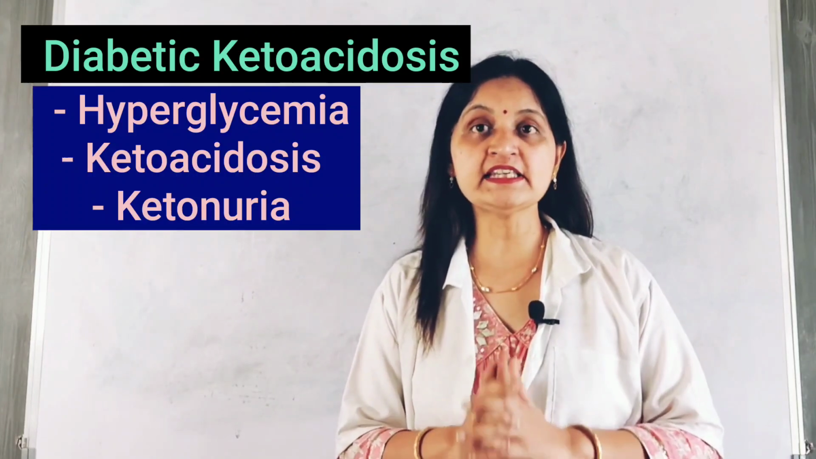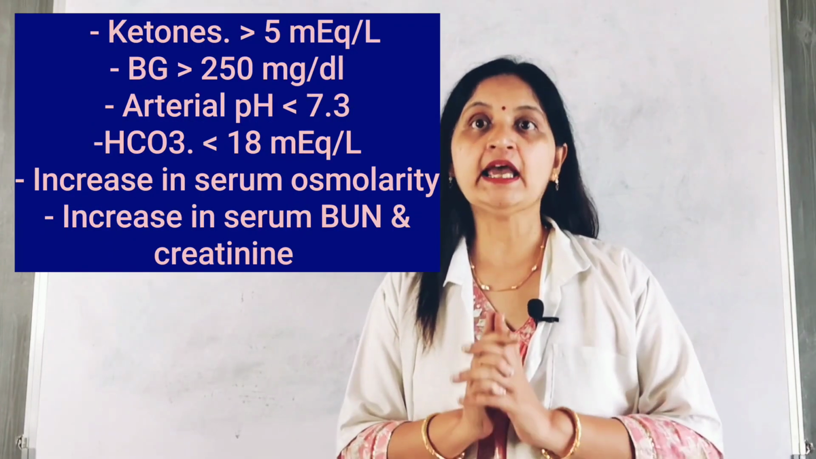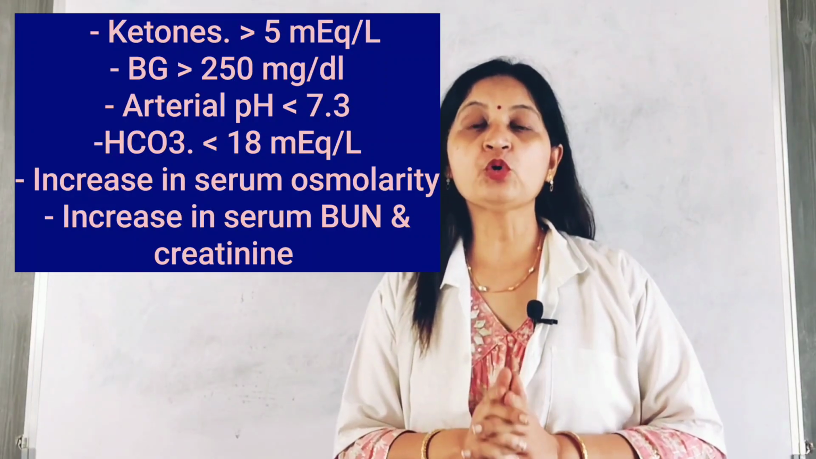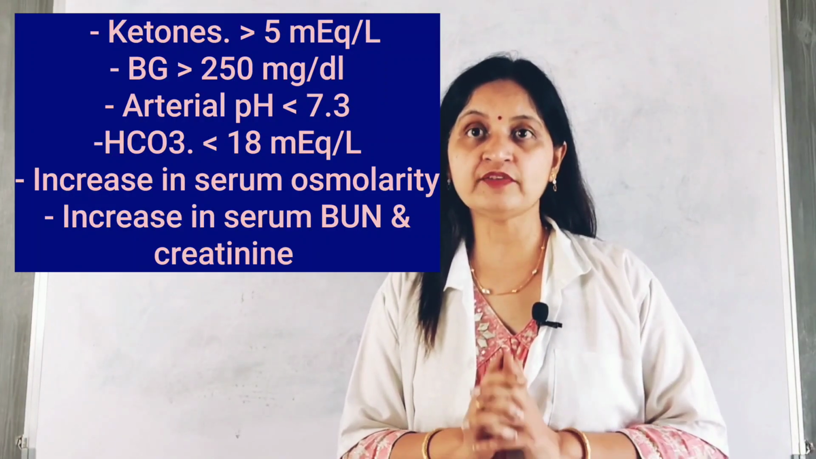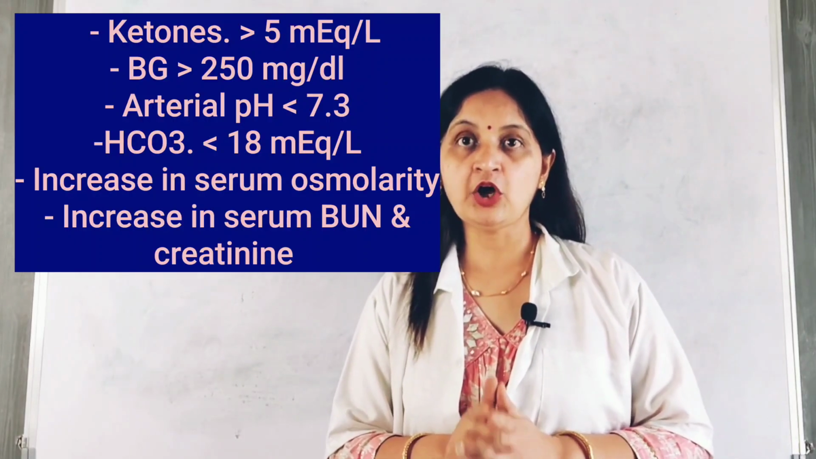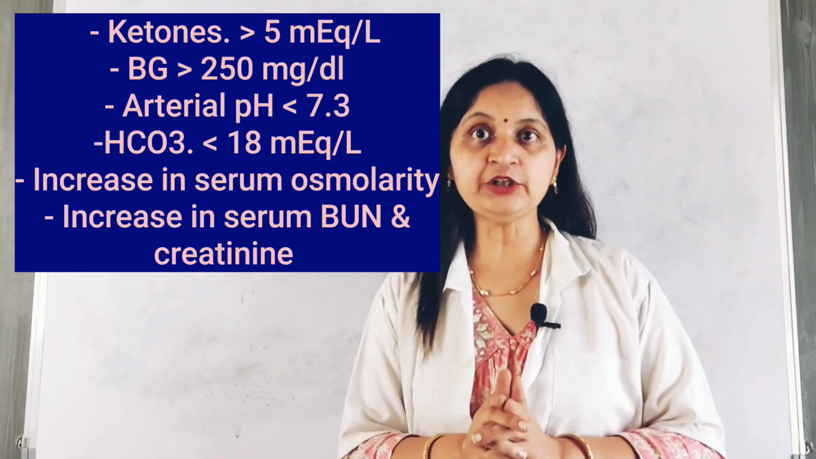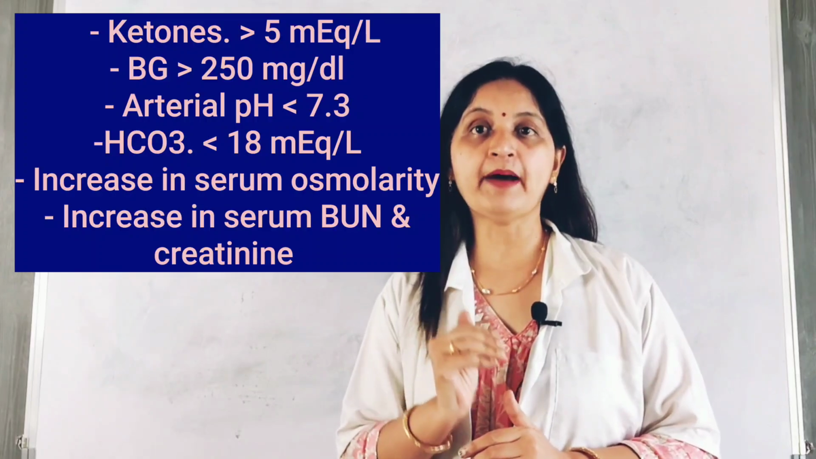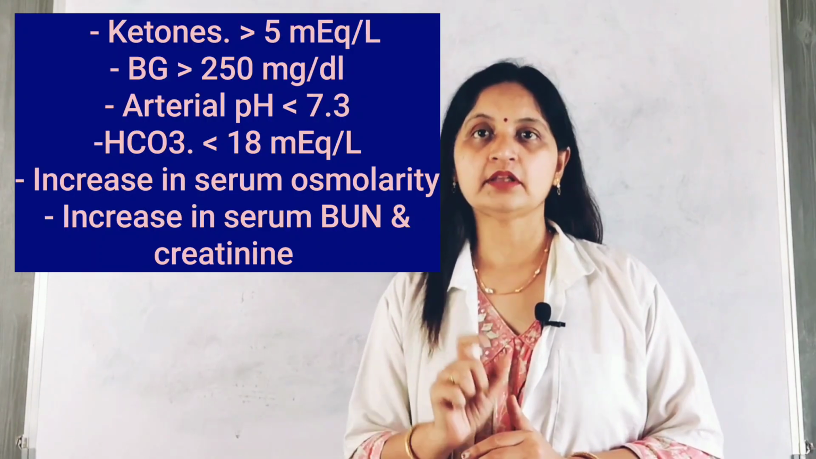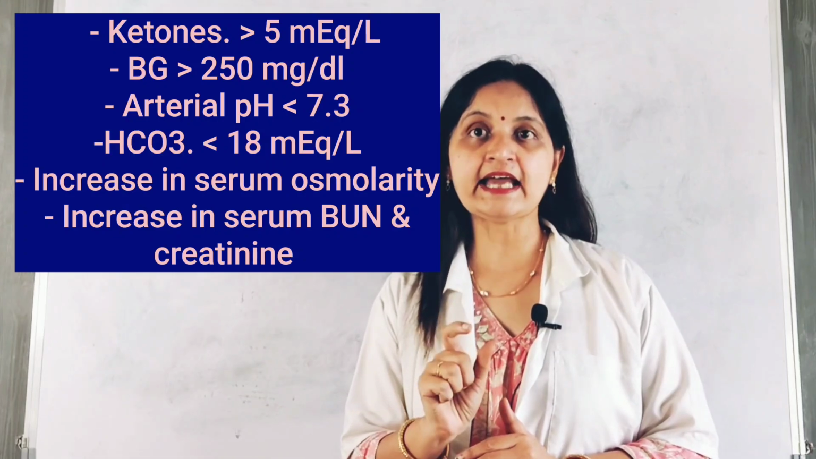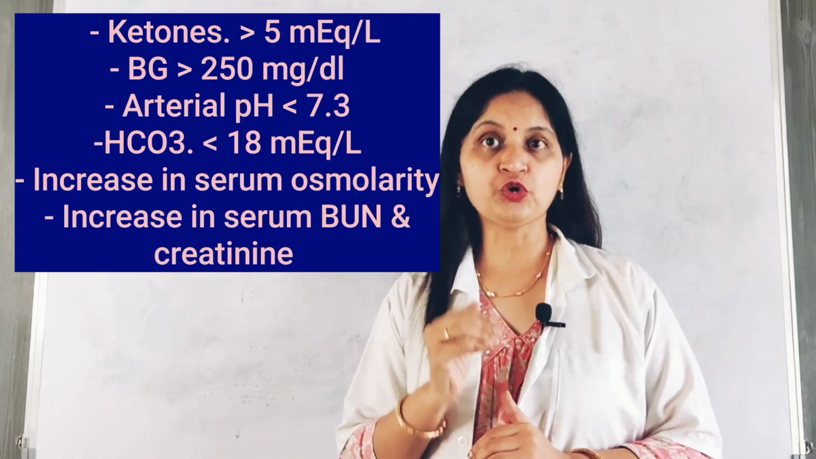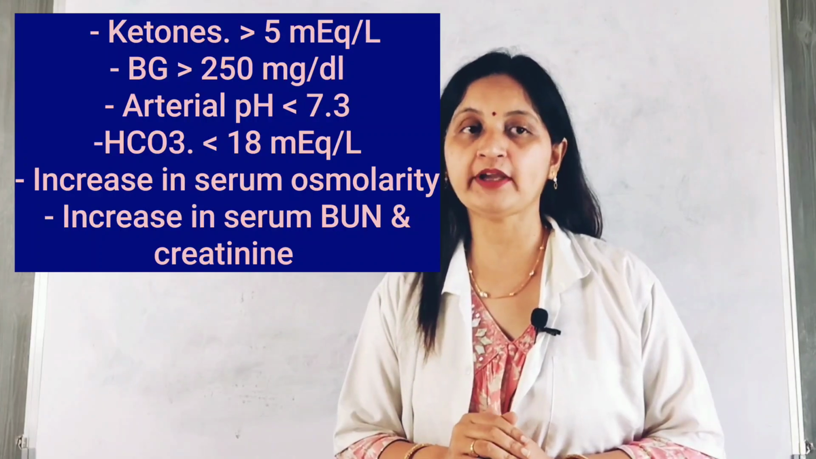Biochemically, there is rise in the serum concentration of ketones greater than 5 milliequivalent per liter. The blood glucose concentration markedly increases, which is greater than 250 milligram per deciliter. Also because of metabolic acidosis, there is decrease in the bicarbonate levels and the arterial pH decreases. The bicarbonate levels are less than 18 milliequivalent per liter and the arterial pH drops to less than 7.3.